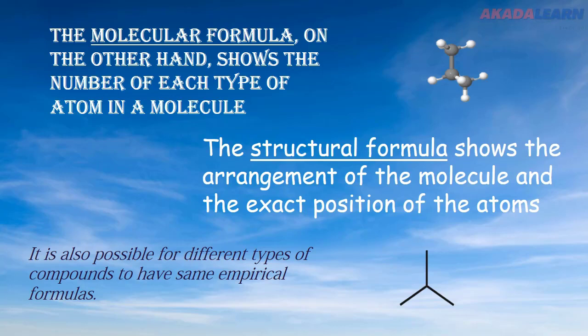It is also possible for different types of compounds to have the same empirical formulas. Now, based on our earlier illustration about the classroom, you will note that if you want to know the total number of students in SS1, you must go and count each class. SS1A, what do we have? SS1B, what do we have? SS1C, what do we have? By the time you get for each of the classes, you now add it together and get the total. What this means is that before you can know molecular formula, you must be able to know the empirical formula before you can calculate the molecular formula.